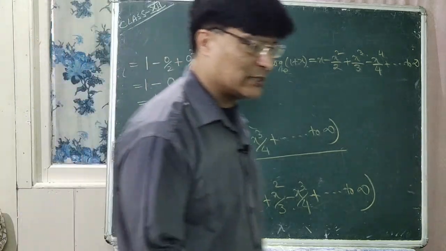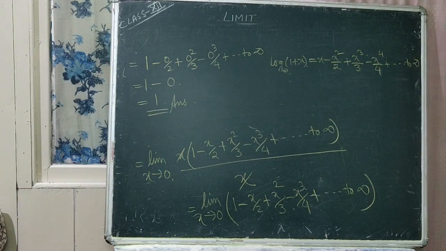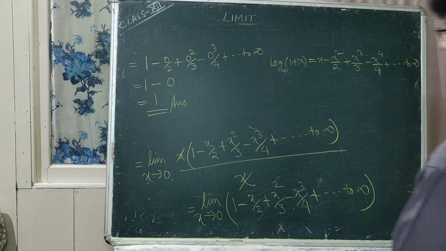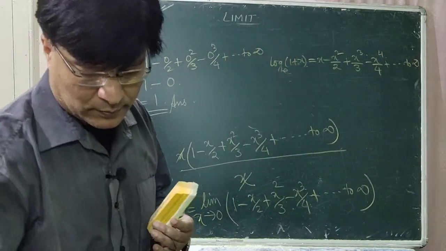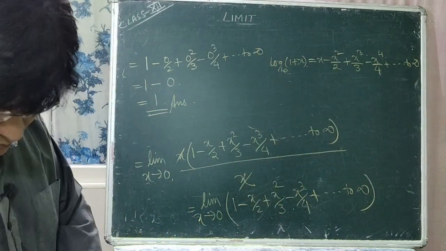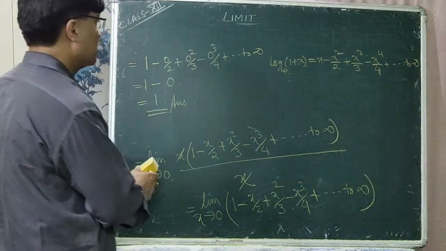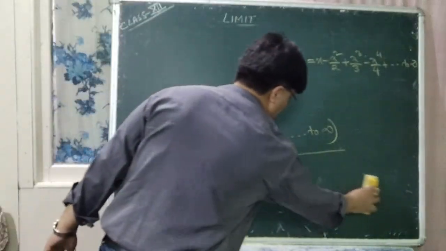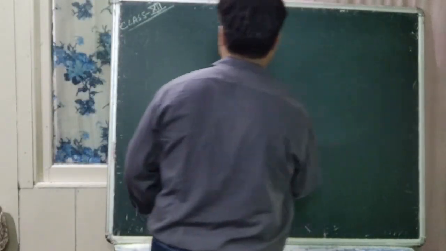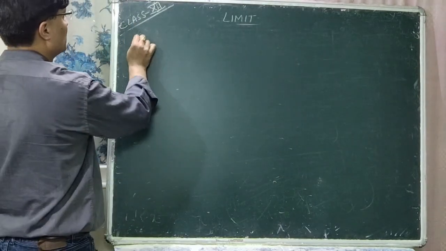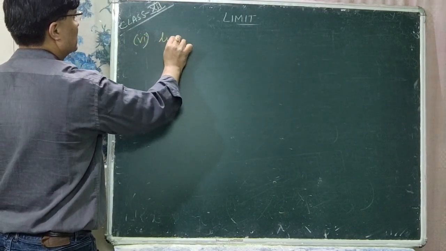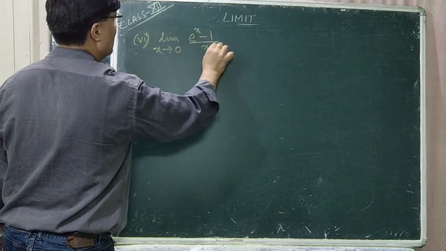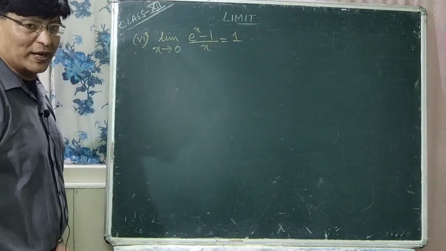Now we'll do the next standard limit. We'll prove the next standard limit now. So now we will prove the next standard limit, that is your number 6. What is number 6? Limit x tends to 0, e to the power x minus 1 whole divided by x is equal to 1.